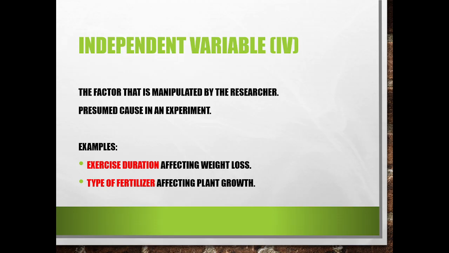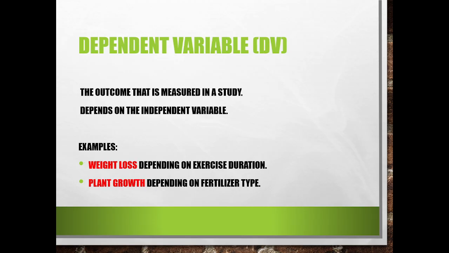Let's look at another example. Types of fertilizer affecting plant growth. Depending on the kind of fertilizer you use will determine how fast, how good, or how productive your plants will be. So the independent variable in this topic would be what? The types of fertilizer. Let's move on.